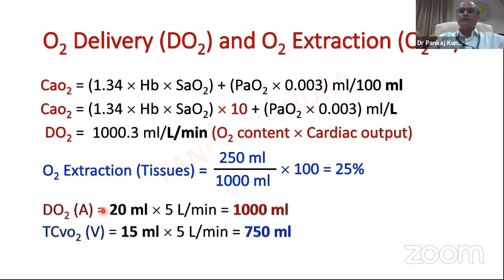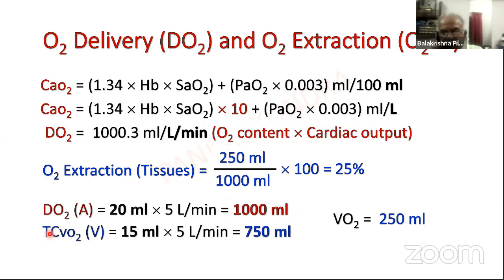The delivery we know is based on 20 ml, which is the oxygen content in the artery, into cardiac output, which has given us 1000 ml. The total venous content is 15 ml. If you remember the oxygen dissociation curve, where it is 75% saturated and the PaO2 was 40 millimeters, with that we got the total oxygen content on the venous side as 15 ml. Into the total volume will give us 750 ml. So the oxygen consumption would be a difference of the two, which is 250. Once we get this difference, we can ask what is the oxygen consumption, and if you divide the two, you will be able to get the oxygen extraction.